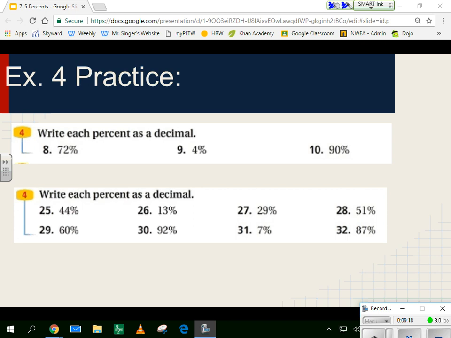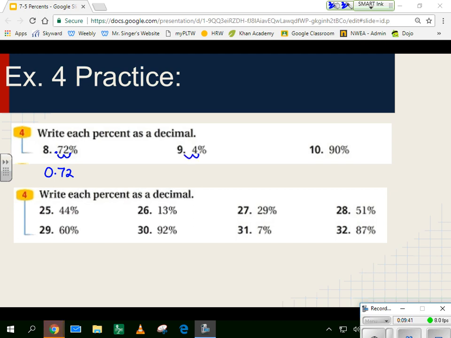So remember, percent means out of 100, or hundredths. So if I look at 72%, I know every whole number has a decimal after it. So hundredths means I have to move the decimal point twice. If I do that, now I have 0.72. For 4, it looks a little tricky, but remember, you still got to move the decimal point twice.